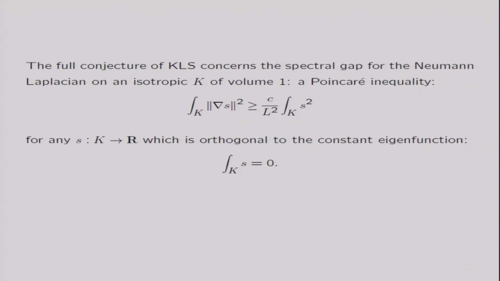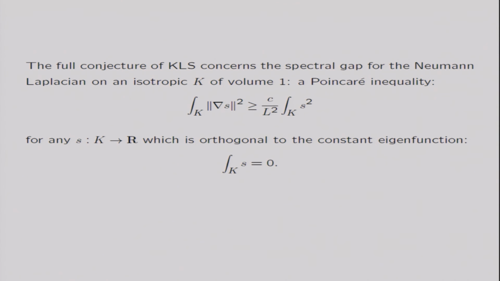I've been a bit vague about it. So just in case you wanted to think about this further, I thought it would be a good idea to say exactly what it says. So the KLS conjecture is a Poincare inequality. It's a conjectured Poincare inequality, or if you prefer, an estimate for the spectral gap of the Neumann-Laplacian on this domain. You can write it this way: the integral of the square of the gradient of a function is at least the integral of the square of the function, provided that function is orthogonal to the constant function, which of course is an eigenfunction of the Laplacian.